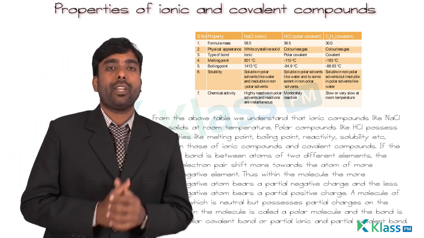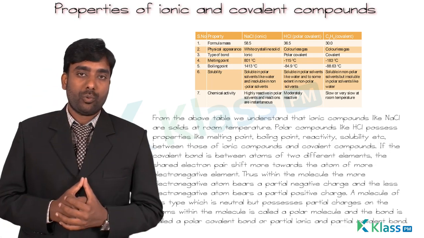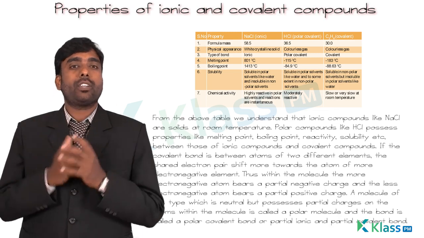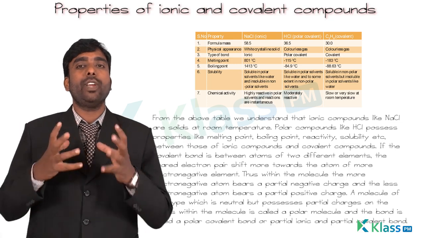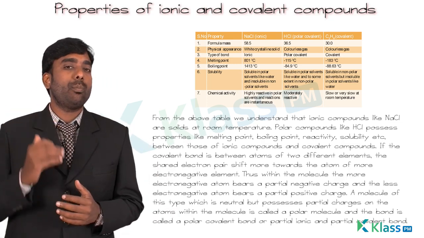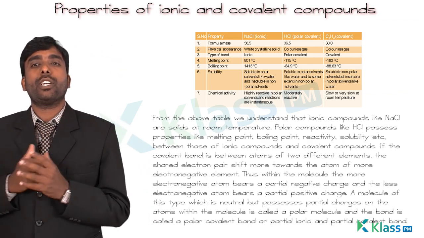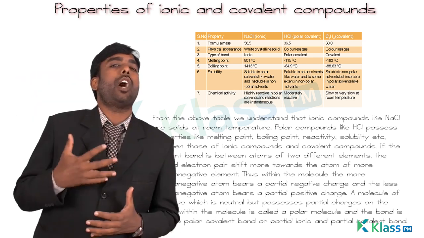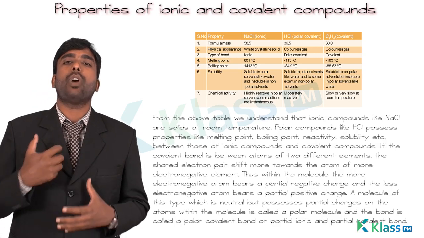Now these are the properties of ionic compounds. What are the properties of covalent compounds? Absolutely opposite to these. Covalent compounds are gases or liquids at room temperature because of weak covalent bonds. Next, they have low melting and boiling points compared to ionic compounds. Covalent compounds are soluble only in non-polar solvents. And covalent compounds are also poor conductors of electricity because they do not produce ions.